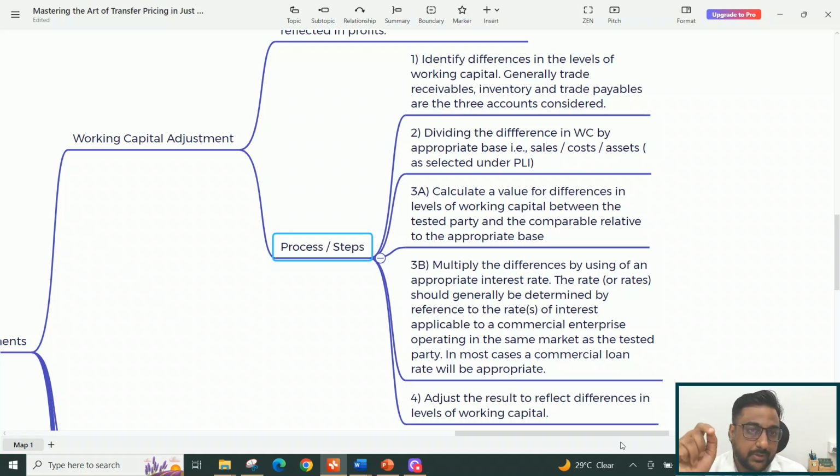Under this particular part, the first step is to identify the differences in the levels of working capital, and generally trade receivables, inventory and trade payables are the three accounts considered, right? When you are making a working capital adjustment, technically you are required to take these three parts, that is trade receivables, inventory and trade payables.